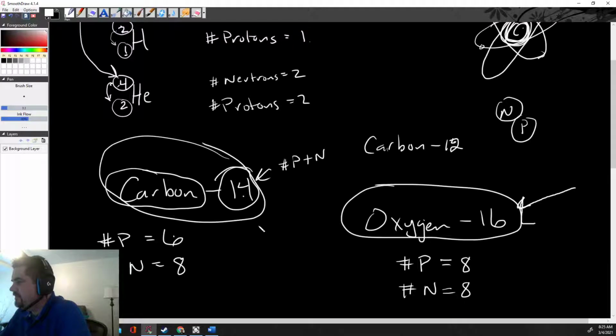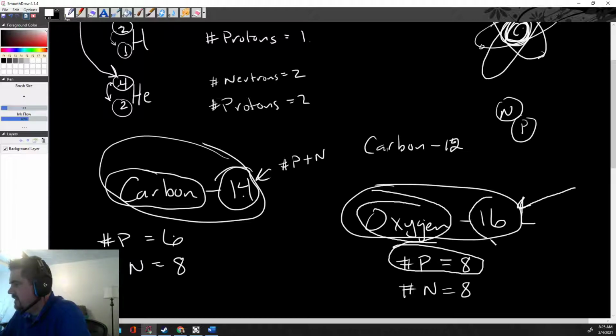But going back here, that's all there is to this. Just look up the atomic number, and that tells you how many protons. Then take the mass and subtract that away, and that tells you how many neutrons. Because remember, this number right here is how many protons and neutrons. And that's all there is to it, folks.